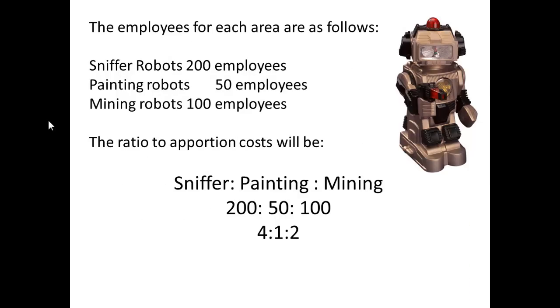So the sniffer robot area has 200 employees, painting robots 50 employees, mining robots 100 employees. If we do that as a ratio, 200 to 50 to 100 comes to 4 to 1 to 2.